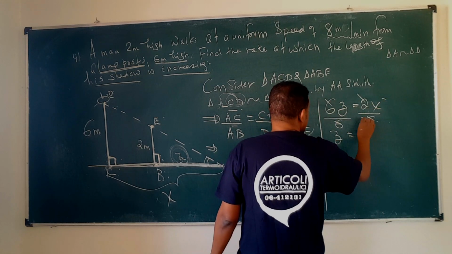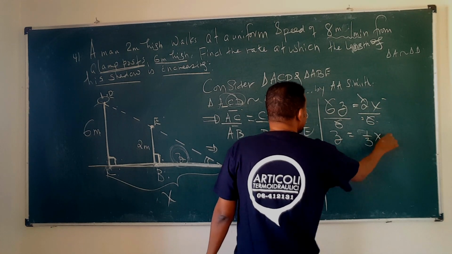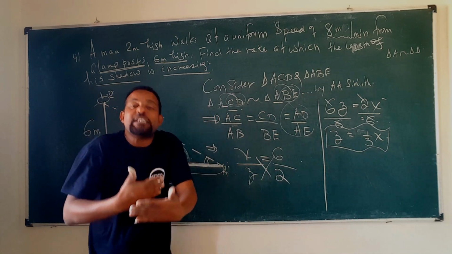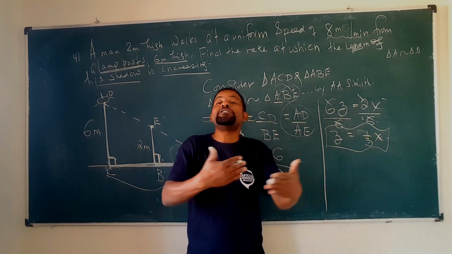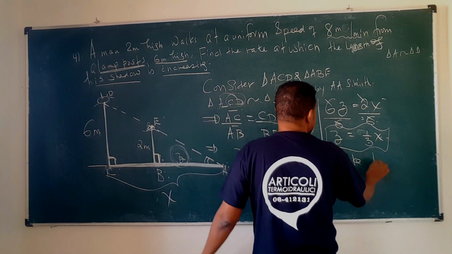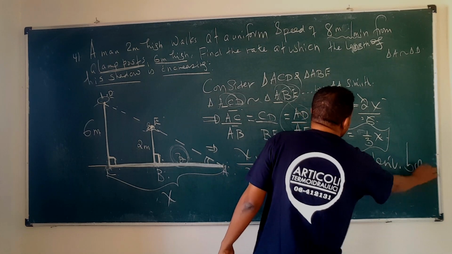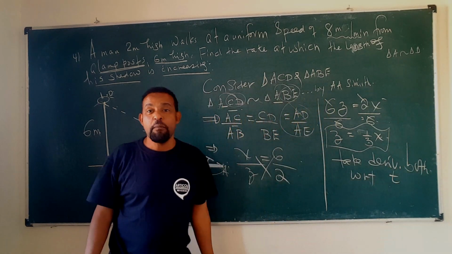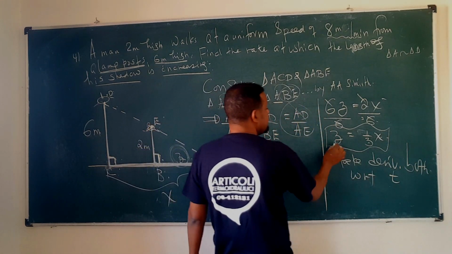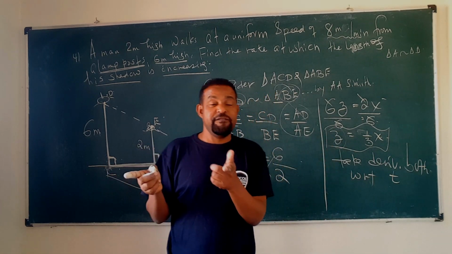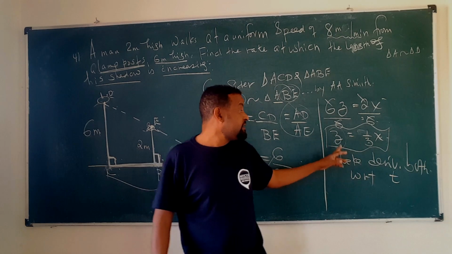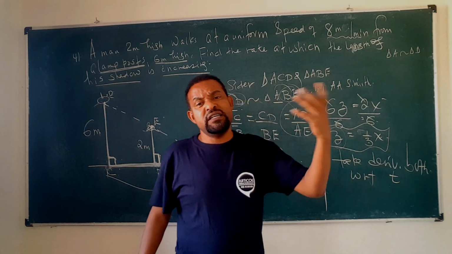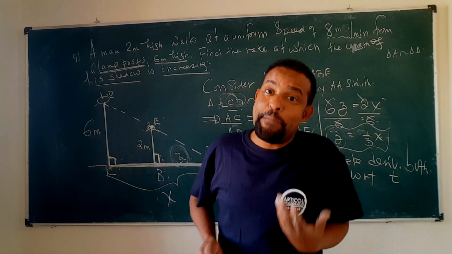So our z is 2 over 6, which is 1 over 3 times x. Now the two quantities, the two variables, are related: z and x are related. Now take the derivative of both sides with respect to t. As I told you in the previous video, that is implicit differentiation. The derivative of any variable is 1: the derivative of z is 1, the derivative of x is 1, the derivative of y is 1.